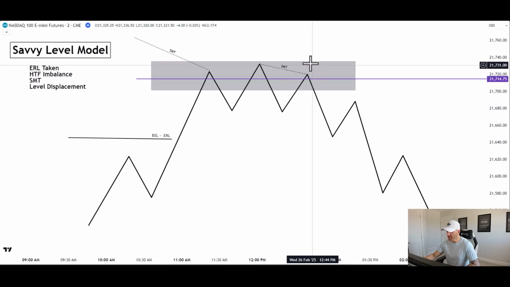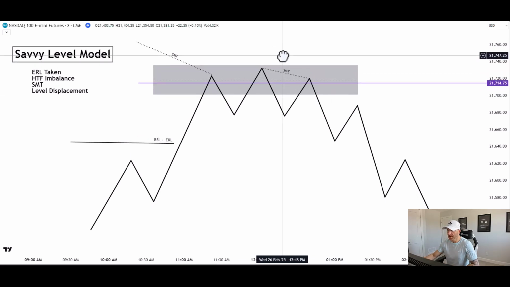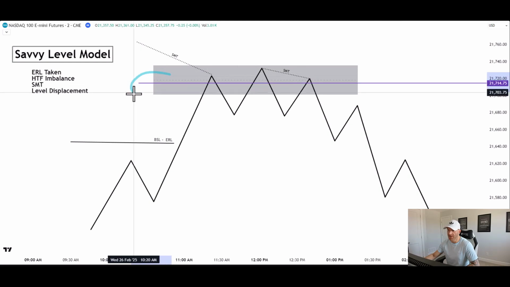So this is it right here. This is basically the blueprint for it right here. And really, it all starts with our key level. So these purple lines are always my key level. So once we have that level identified and we see the structure form, then we can take the trade.